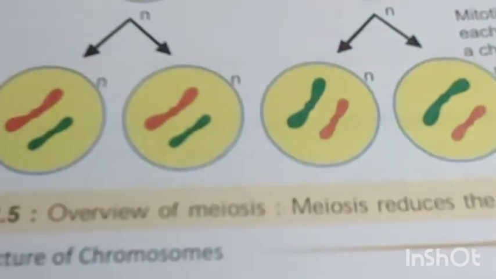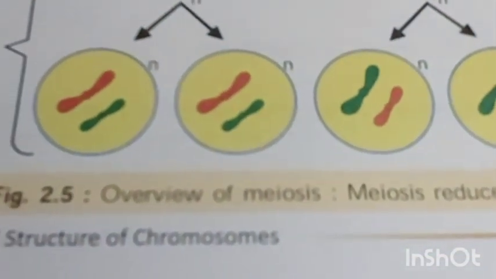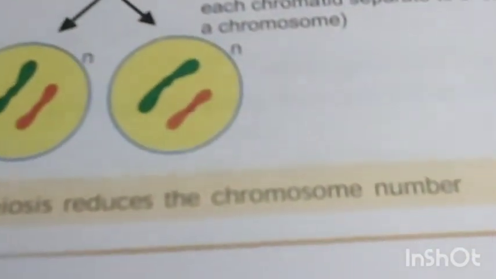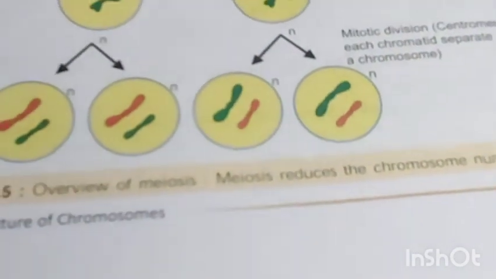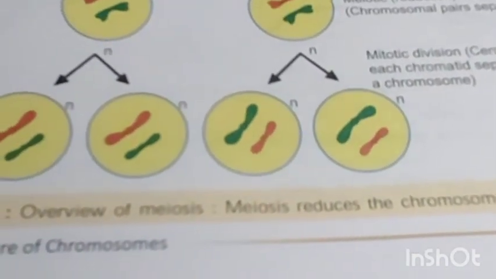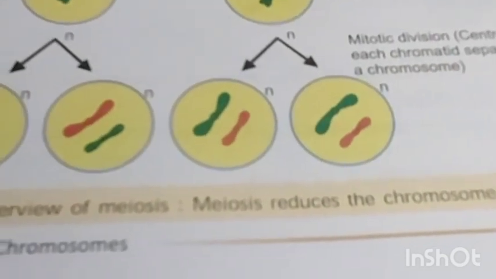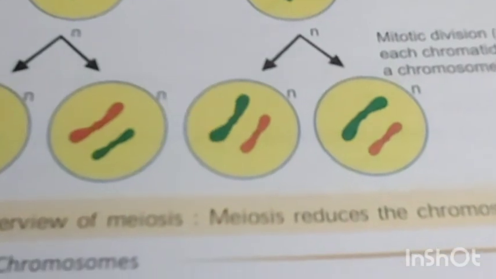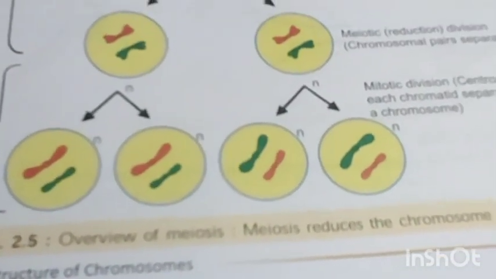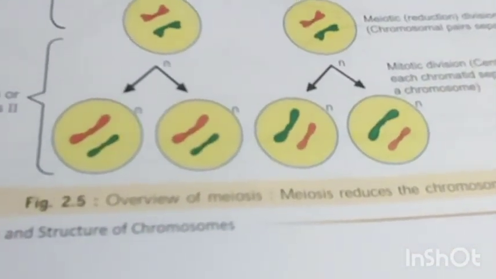This is no longer a reductional division, it's a normal one, just like mitosis. Here also, from another halved n cell, two more cells are produced. So if the question is asked how many cells are produced in meiosis, your answer will be 4. If you recall, in mitosis your answer was 2. One more thing is very important that you have to remember.